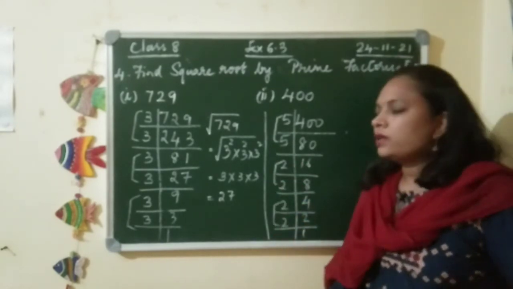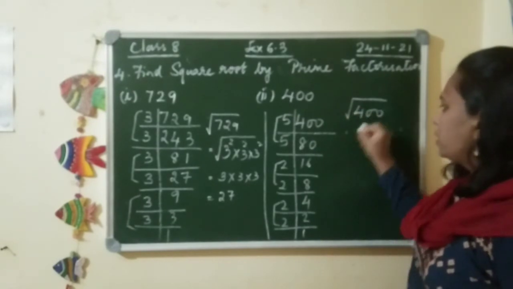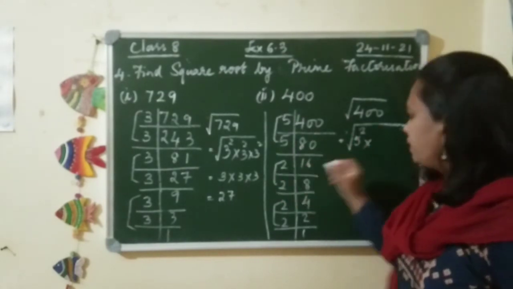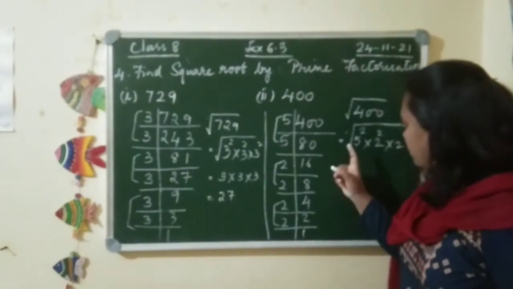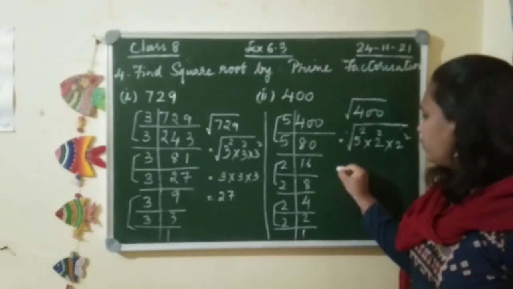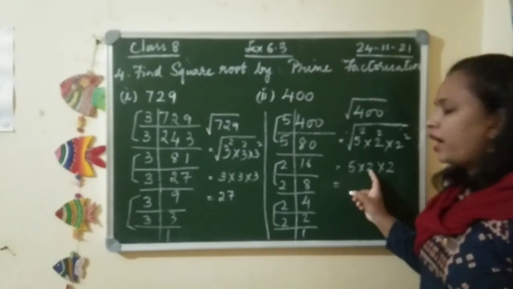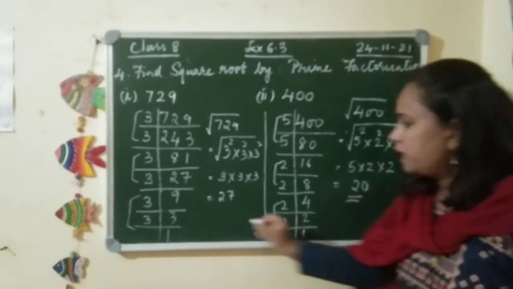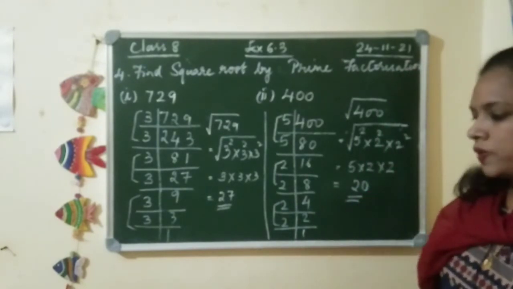When you do the pairing, what is the next step? The next step is to write down the square root of 400 is equal to the square root of 5 square into 2 square into 2 square. I already told you, when you have a square root and a square, they get cancelled and you will be left with 5 into 2 into 2, which is equal to 5 2s are 10, 10 into 2 is 20. So this answer is 20 and the previous answer is 27. Now let's see the next question.